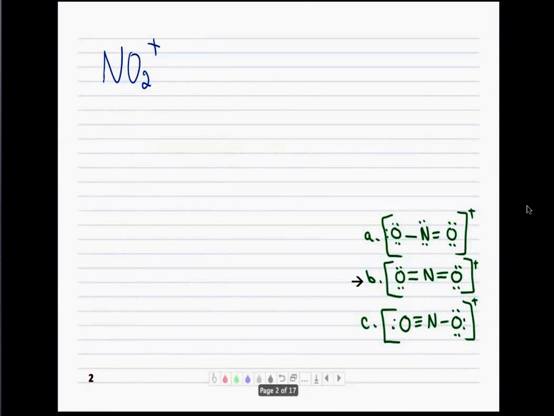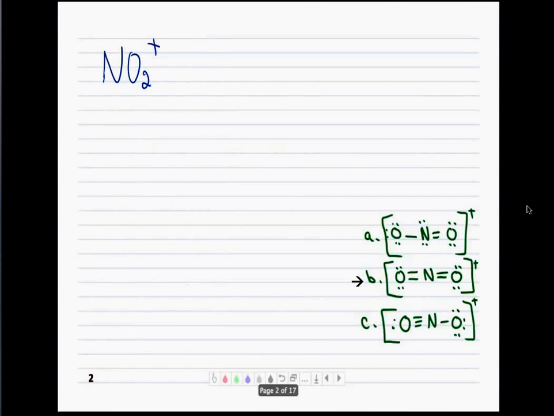The central atom should be the atom with the lowest electronegativity. We know that the electronegativity increases this way and this way as we go in the periodic table. Nitrogen is less electronegative than oxygen, so nitrogen is the central atom. And the two oxygens are the terminal ones.